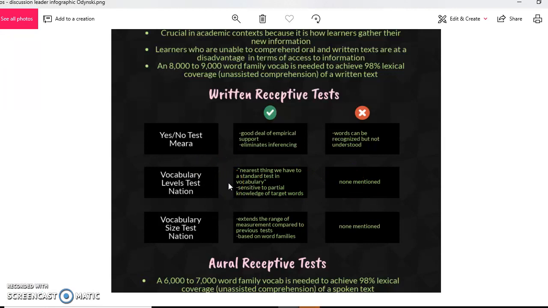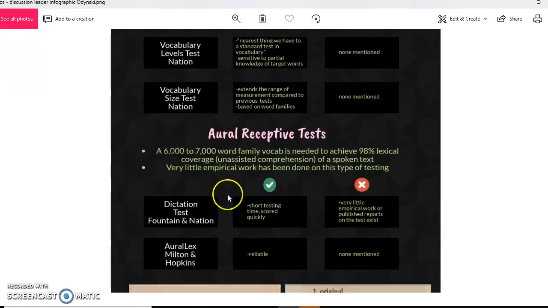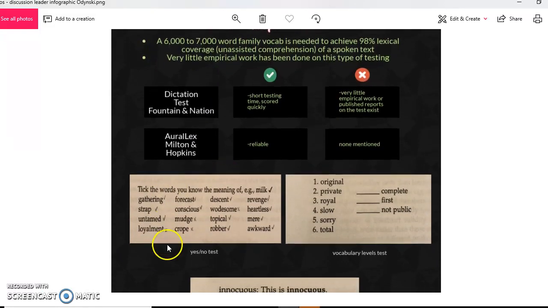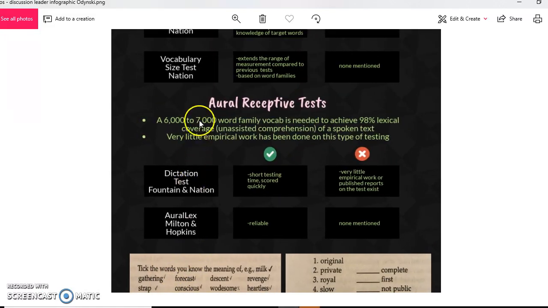The yes/no test is by Meara, and it's a combination of real and non-real words. You tick the words that you know the meaning of and don't know the meaning of. Literally, you say yes or no that you know them. Here's the example they gave us in the text: literally just a bunch of words. You either say yes, I know that word, or no, I don't know that word. Pretty simple test.